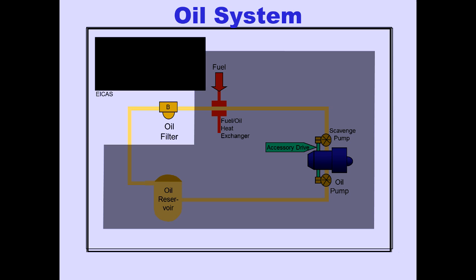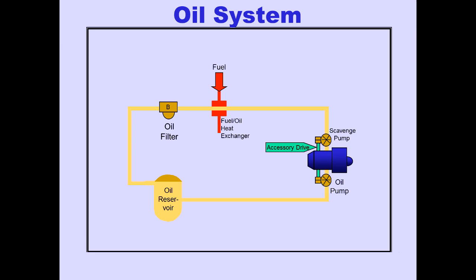The ICAS advisory message, engine oil filter, is displayed when a filter bypass condition is about to occur. Reducing thrust on the affected engine may minimize bypassing unfiltered oil. This completes the discussion on the engine oil system. We will next look at oil system indications.